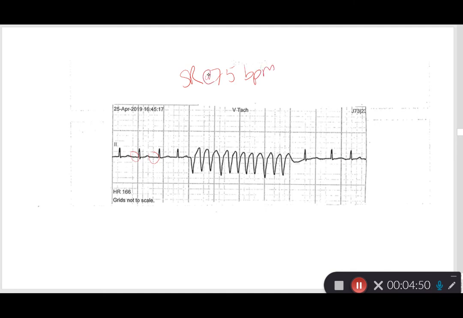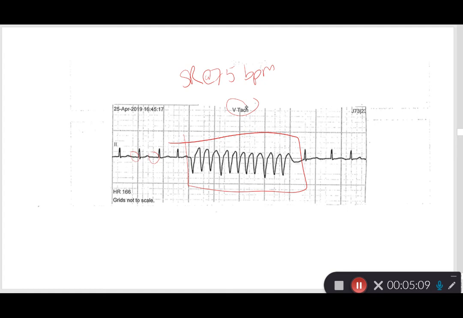So my underlying rhythm here, sinus rhythm, is 75 beats per minute. What I'm most concerned about is this right here. This is a run of VTAC, and well, it kind of gives us the answer right there, VTAC. Remember, sometimes our monitors can be wrong. But a run of VTAC is when we have three or more ventricular complexes in a row.